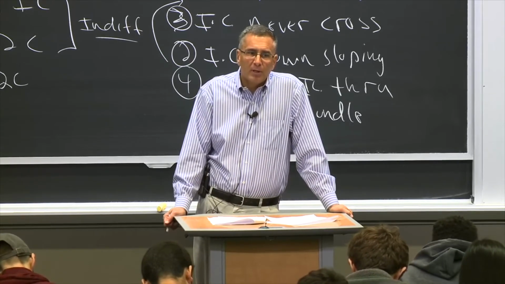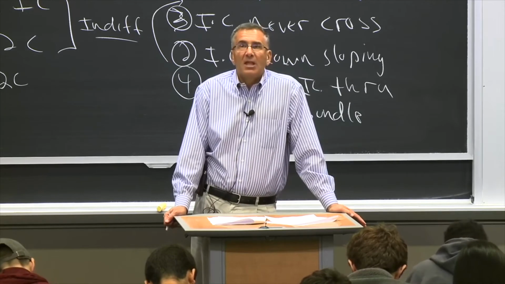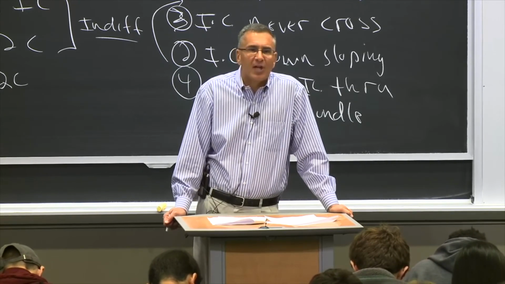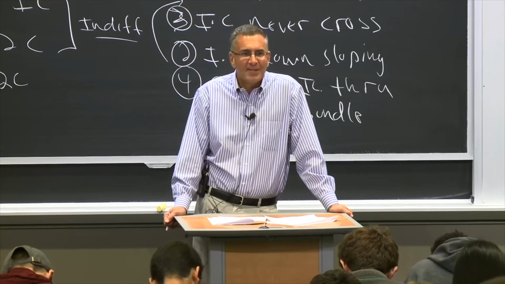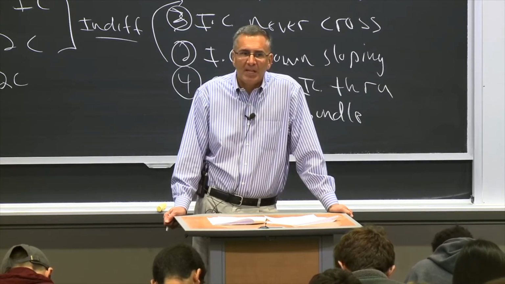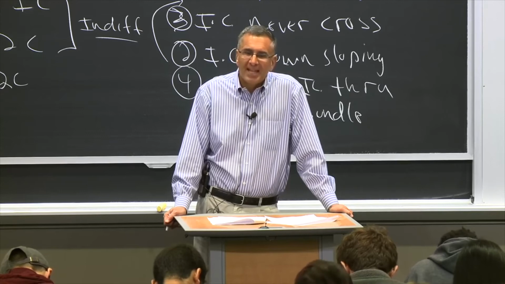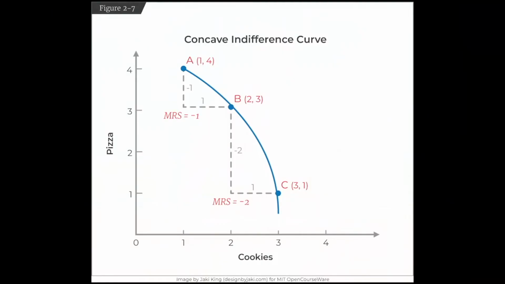That's very important. They are not concave. They're either convex or straight. Let's say they're not concave to the origin, to be technical. Indifference curves can be linear. We'll come to that. But they can't be concave to the origin. Why? Well, let's look at the last figure, figure 2.7. What would happen if indifference curves were concave to the origin?